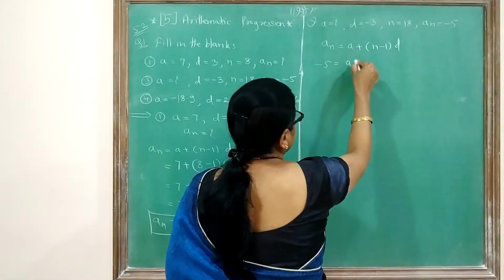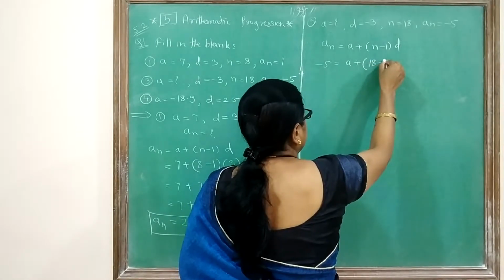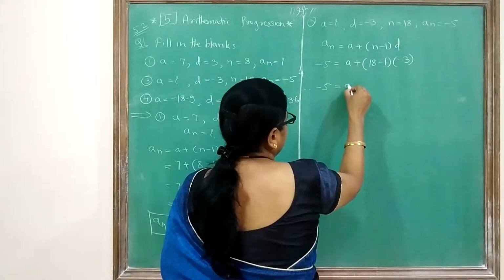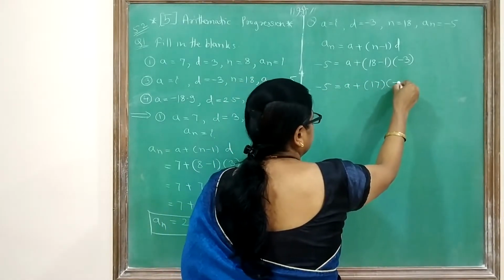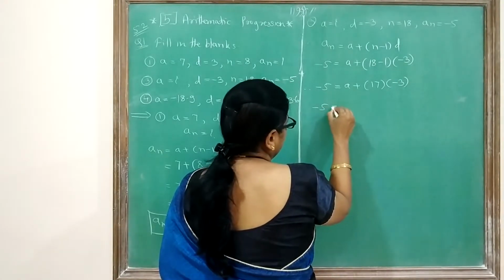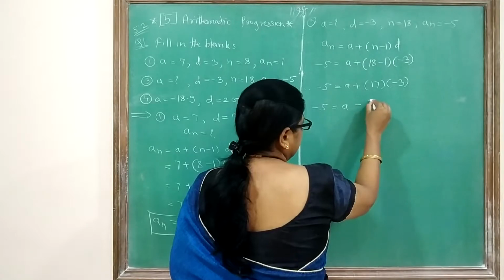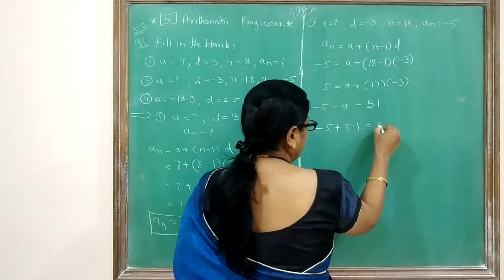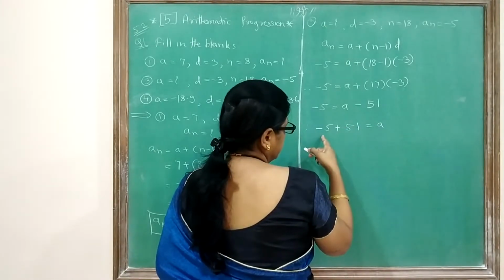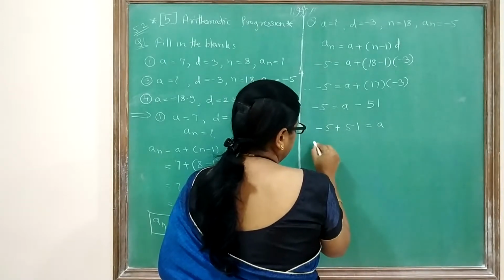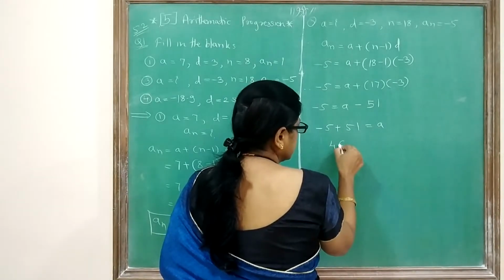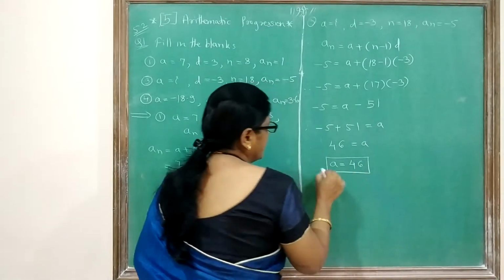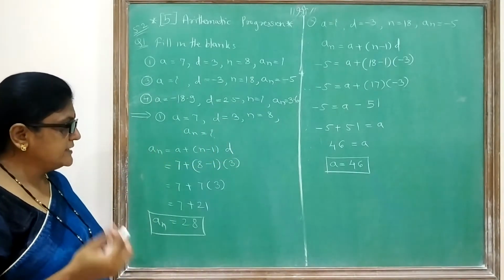What is your a? A is not given, plus n is given, that is 18, minus 1. d is given, that is minus 3. Therefore minus 5 equal to a plus 17 into minus 3. That is minus 5 equal to a minus 17 3s are 51, and therefore minus 5 plus 51 equal to a. Then 51 minus 5 is 46. Your answer is 46. A value is 46. Then see the next example.